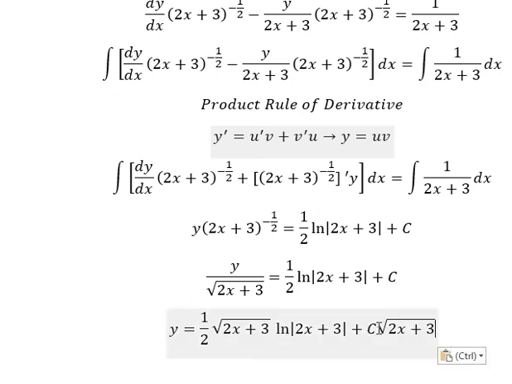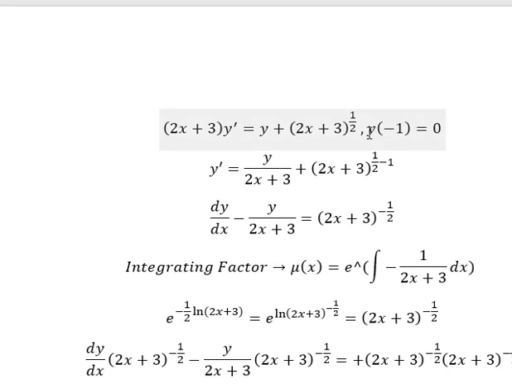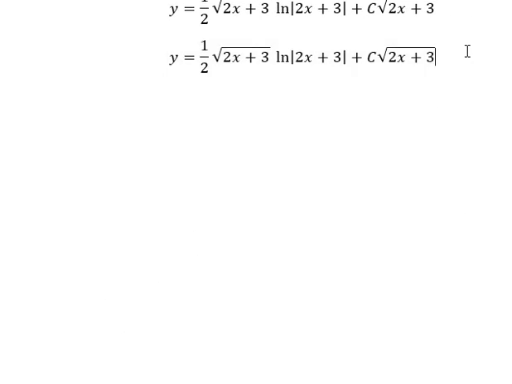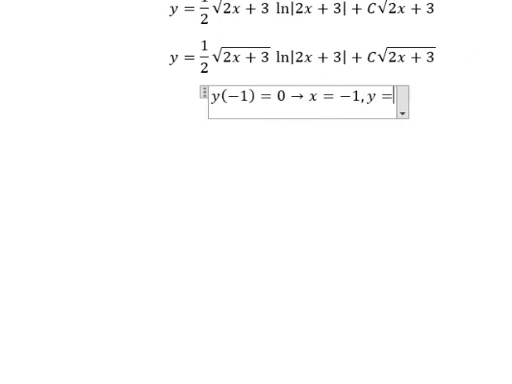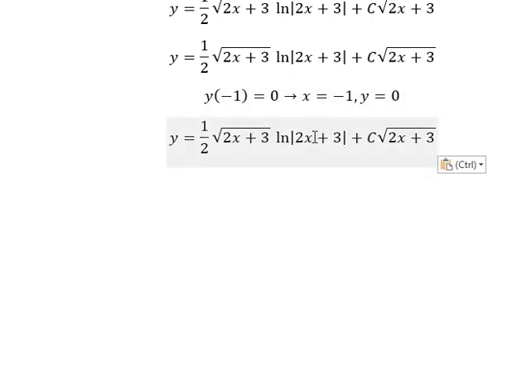Now we have the conditions. That means when x equals negative number 1, y equals number 0. So we need to put negative number 1 for x, number 0 for y to find the value of c in here.